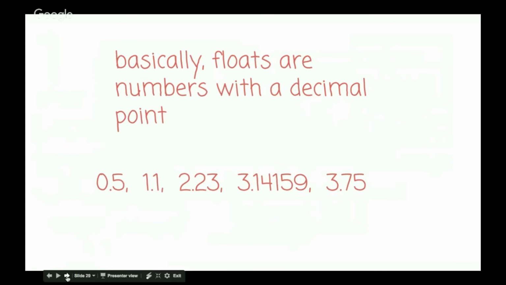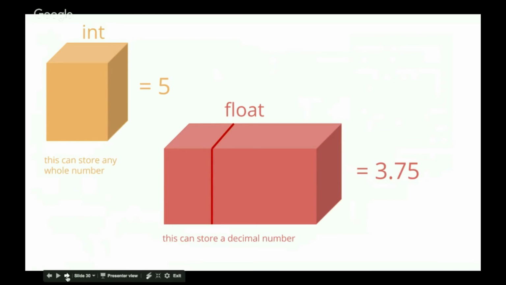So basically, you can think of int and float as different kinds of boxes, imaginary boxes inside your computer. Int is one kind of box, and it can fit whole numbers. Float is a different kind of box. It has a section for the whole number, and it has a section for what comes after the decimal point. So you have to use them separately.